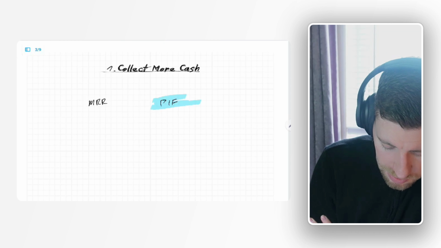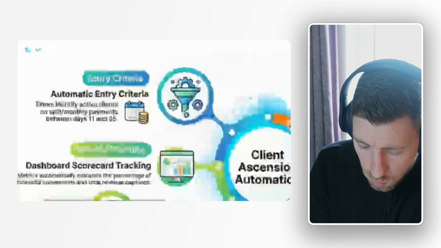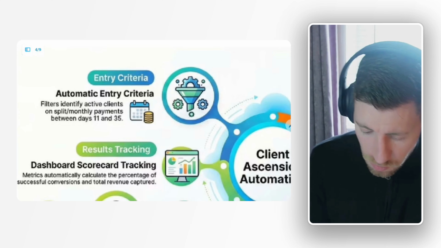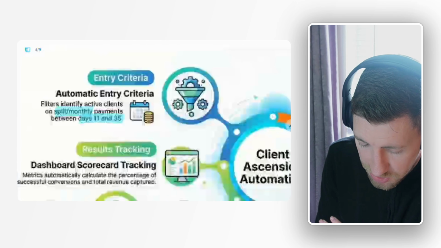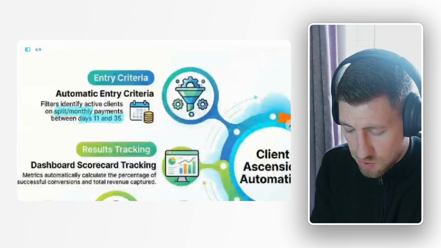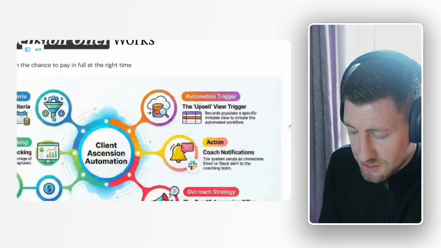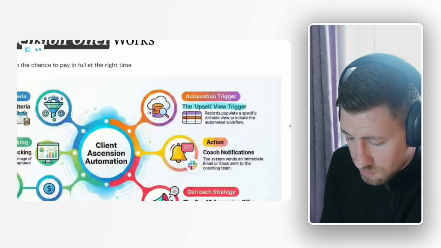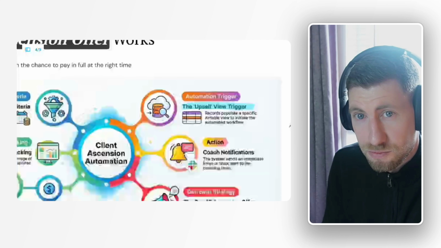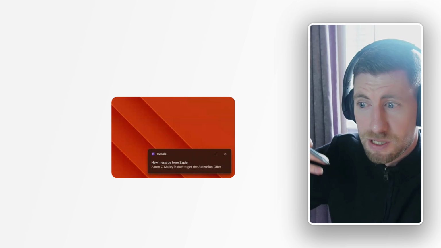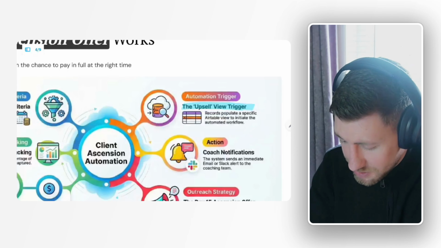So what we're going to be doing is looking at the Ascension offer. The Ascension offer basically works that when somebody starts coaching with you, when they're in days 11 to 35 and they are a split payment or a monthly, they would then enter this kind of criteria. Now, what we want is when that happens, they are going to populate into an Airtable view or a list where it's like, right, they meet the criteria. And then from here, you're going to get a notification from Slack. It'll look something like this. If you use Pumble, it could be done via email, like all these different ways. And I show you exactly how to set it up.